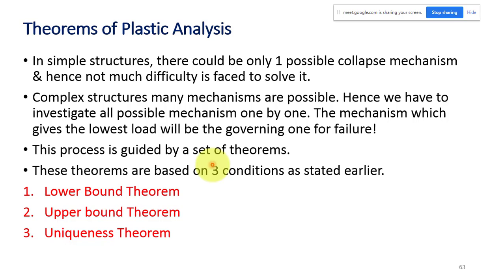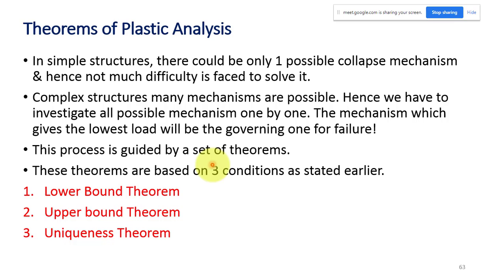So we have to check all the beam mechanisms. If there is any possibility of a sway mechanism, we have to check that also. And if there can be a combined mechanism, we have to check that too. Then from all these mechanisms, corresponding to each mechanism, I can find the corresponding collapse load.